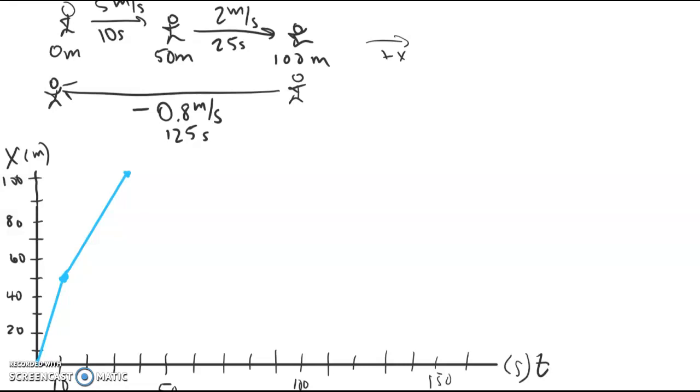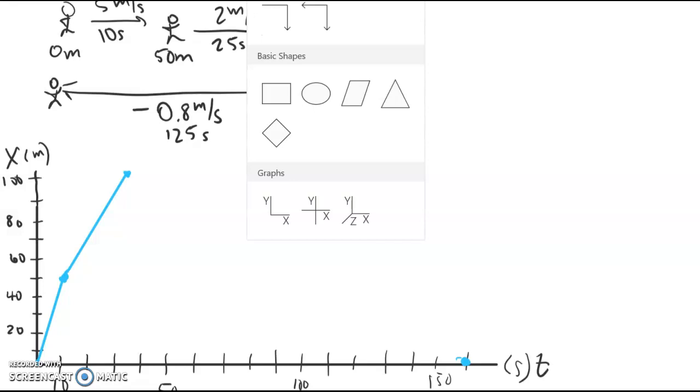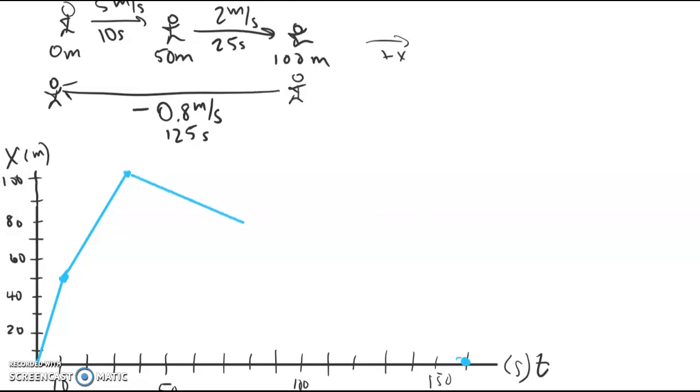And then the person travels from the 100-meter location to the 0 location. So we're traveling back to 0, and it takes 125 seconds from that one moment. So that's going to be at the 155-second mark. We'll be back at 0. And let's draw our final straight line, because they're moving with a constant velocity of negative 0.8 meters per second to do that. All right, so here we have created our position versus time graph for this motion. I hope that was helpful.